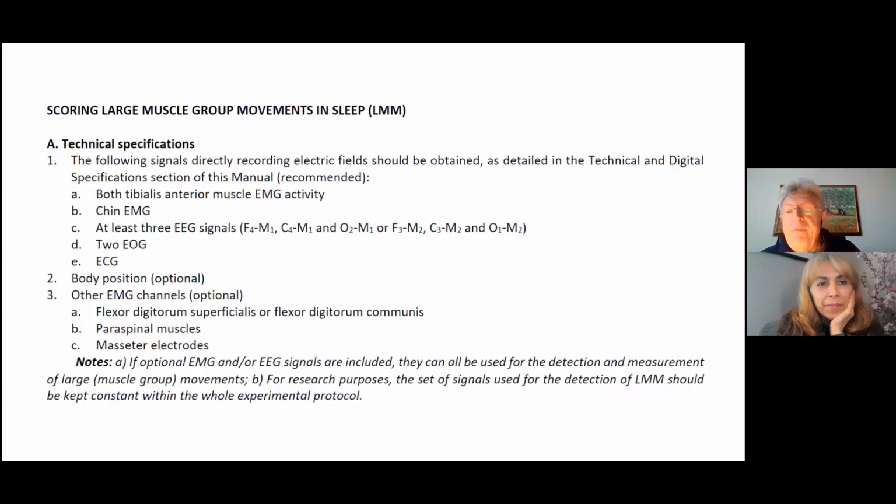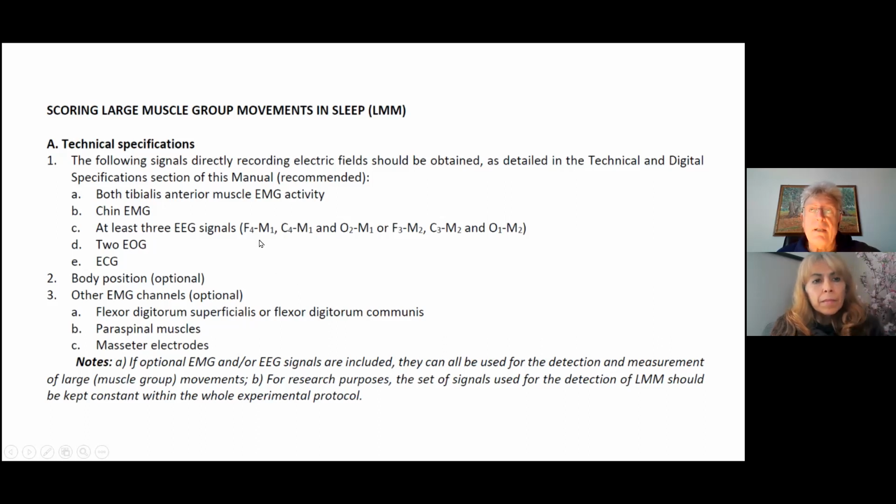I will very briefly review the rules that were set by the task force that you just mentioned, just to get started. And I remember we use the acronym LMM to indicate large muscle group movements in sleep, of course. There are, first of all, technical specifications. So these are very simple.